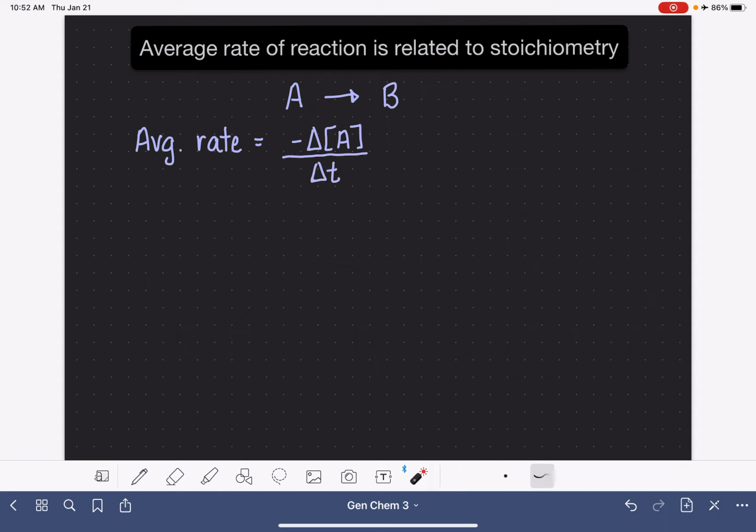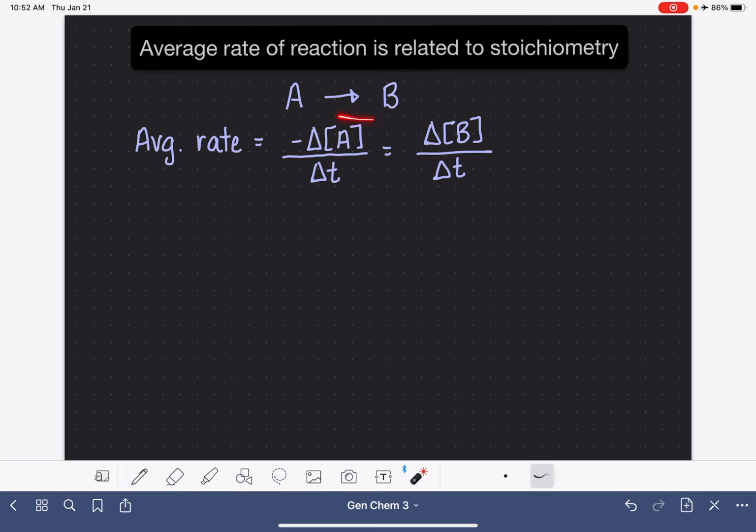And again, it's a negative number because we're losing the concentration of A. Or we could write it in terms of the formation of product B, the change in concentration of B over time. And this is a positive number because it's a product, it's being formed.